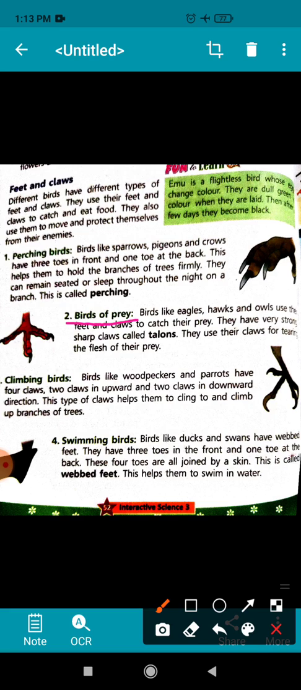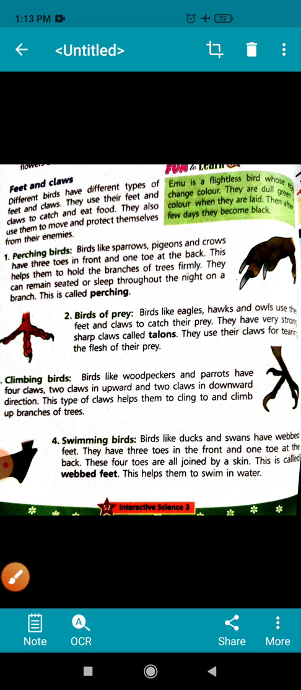Children, their claws are very strong and sharp. These claws are very strong and sharp, and they are known as talons. Children, from these talons they tear the flesh.